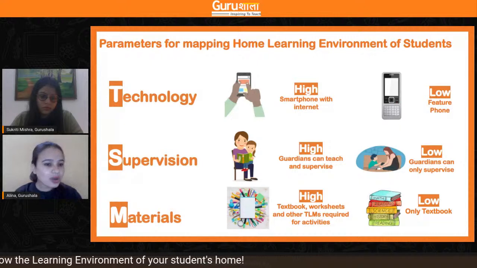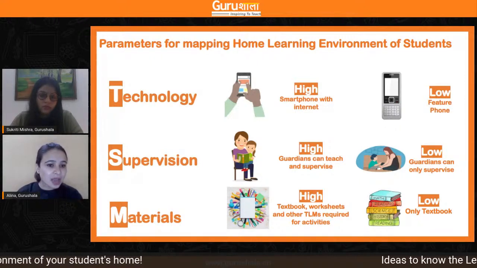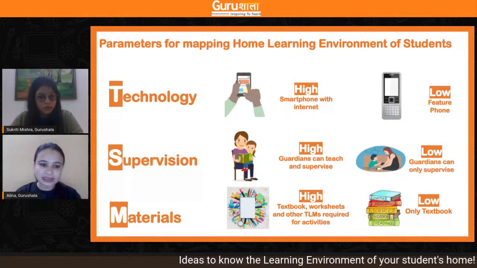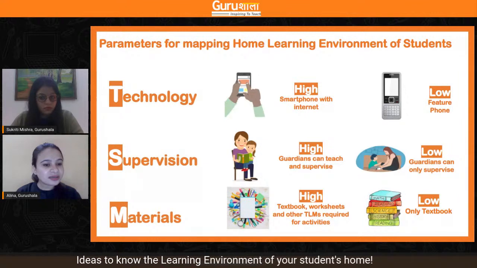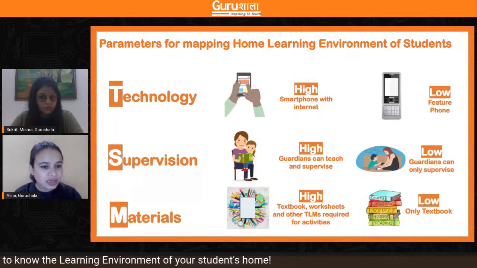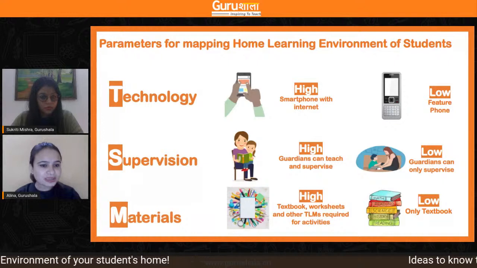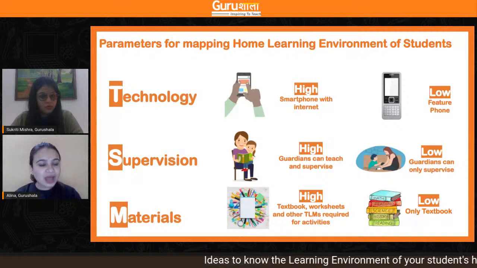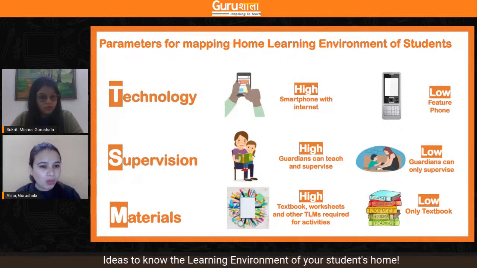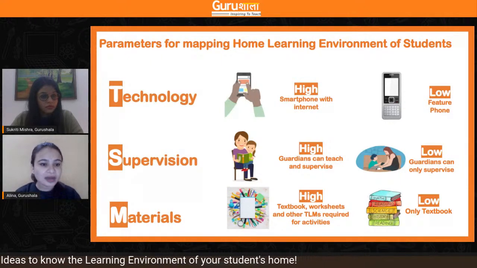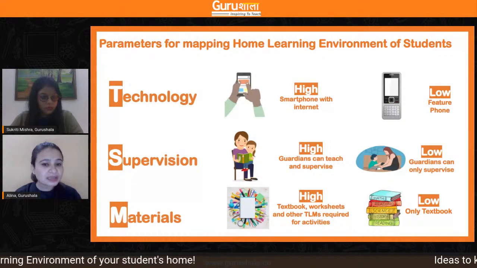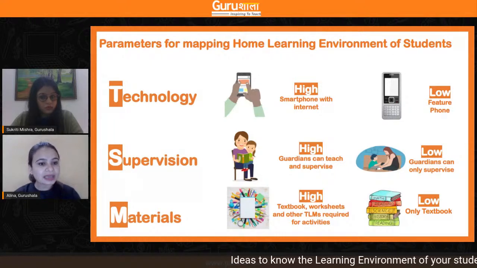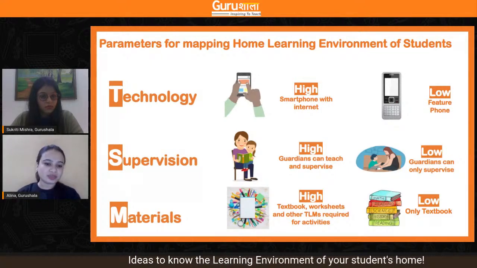So Sukriti, if we see on our screen here, we have a checklist which helps us understand the learning environment of the student at their homes. This checklist covers three major parameters, which are technology, supervision, and materials. As a teacher, I need to have a larger understanding of to what extent these parameters are available and accessible to my students, and accordingly I can share my teaching learning material. Accordingly, I can give projects and assessment tests to my students.